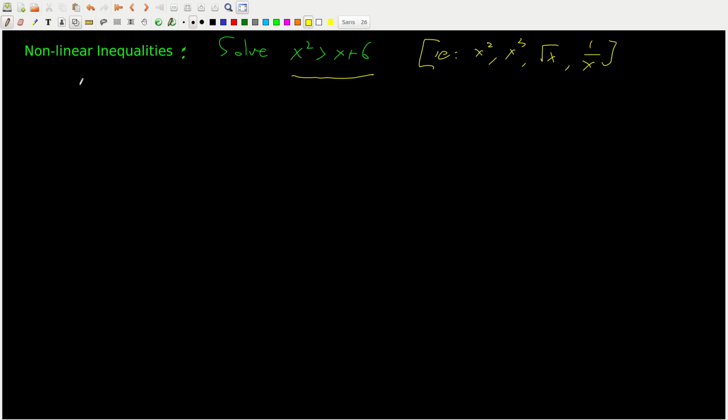So the first thing to do is always to rearrange these things so that everything's on the one side and you're comparing to 0. And that's obviously not correct as written, because I need to subtract the 6 over and subtract the x over, and so I get x squared minus x minus 6. All right, so we have this inequality. We're now comparing it to 0. For nonlinear inequalities, that's always what we do. We always compare to 0.